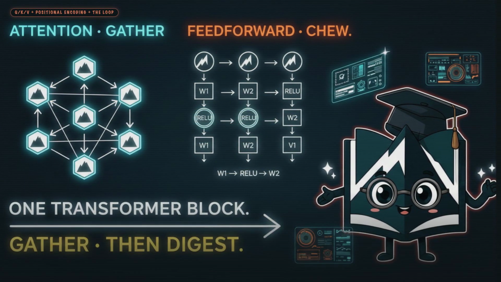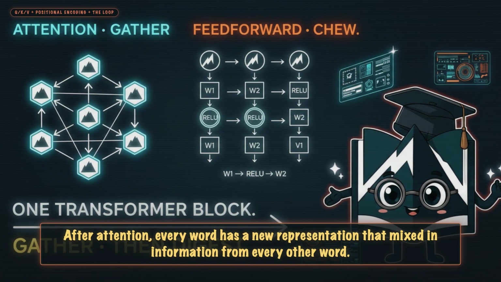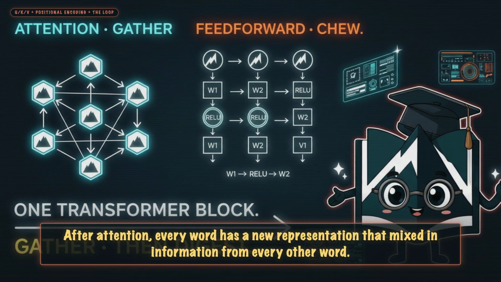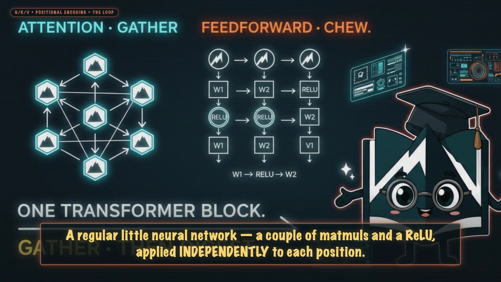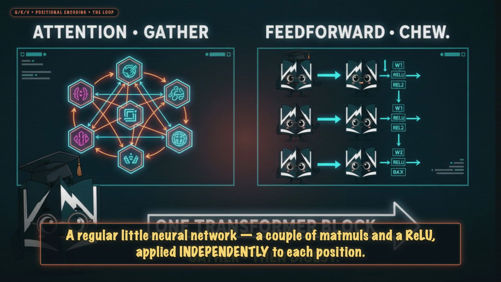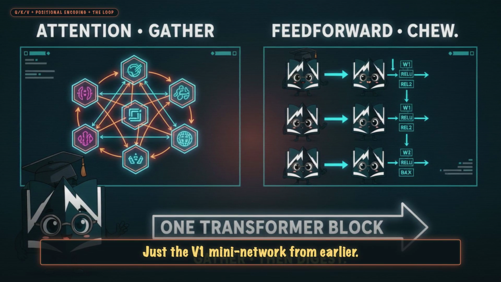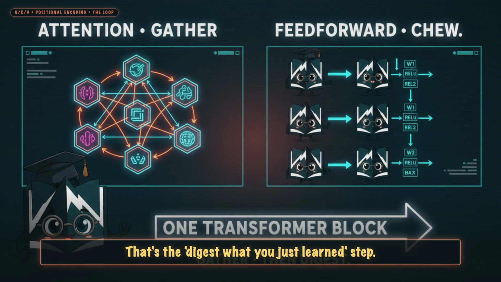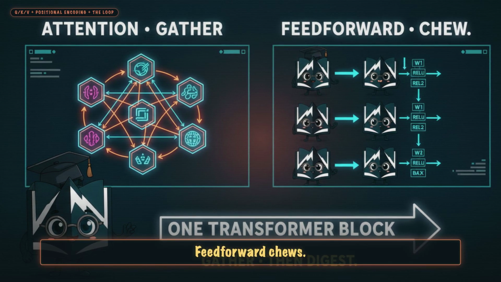The full loop. After attention, every word has a new representation that mixed in information from every other word. Now, feed forward. A regular little neural network, a couple of matmuls, and a ReLU, applied independently to each position. Nothing special, just the mini network from earlier. That's the digest step. Attention gathers. Feed forward digests.